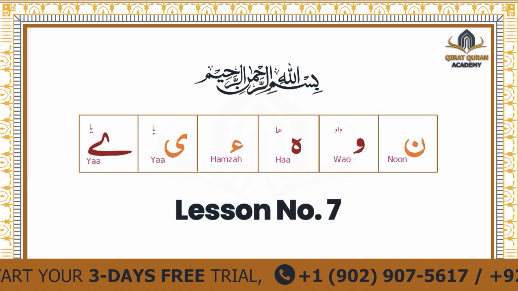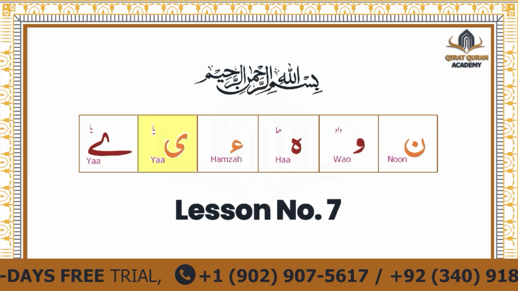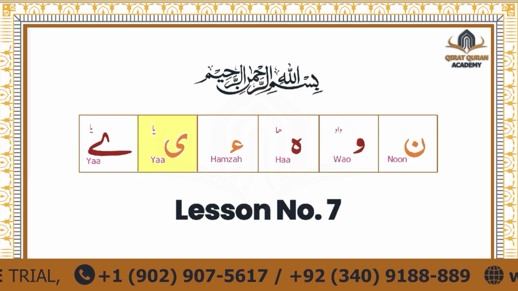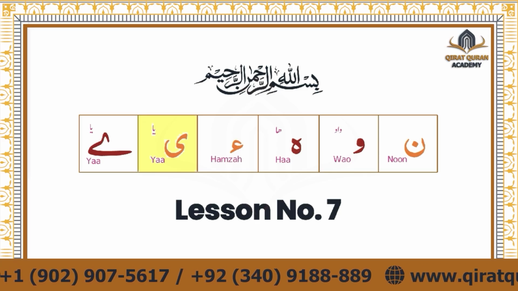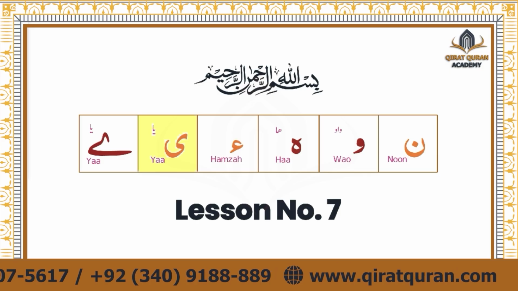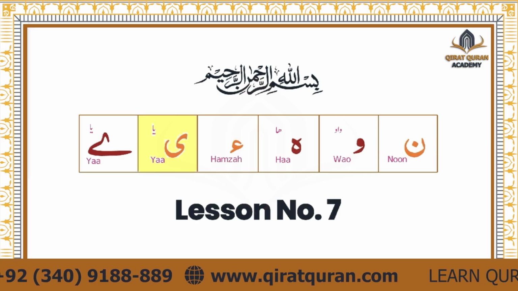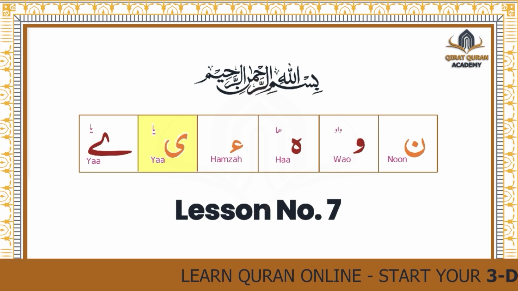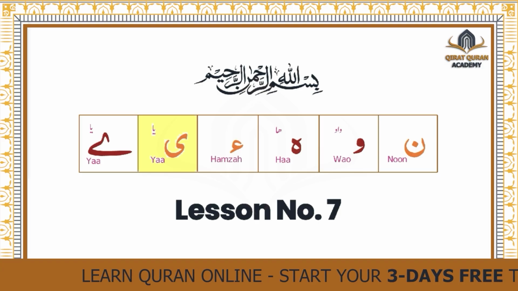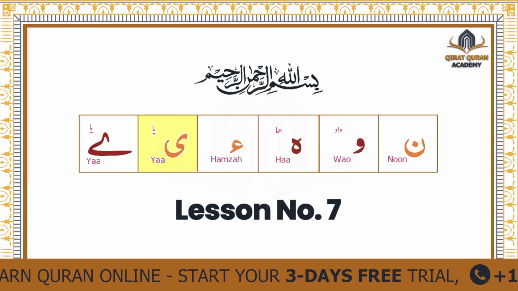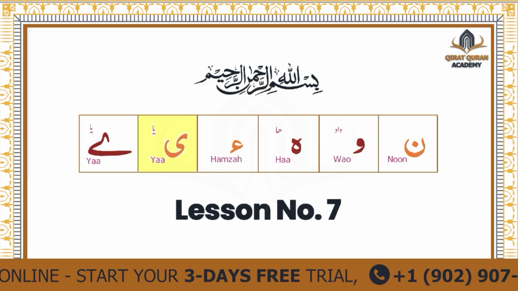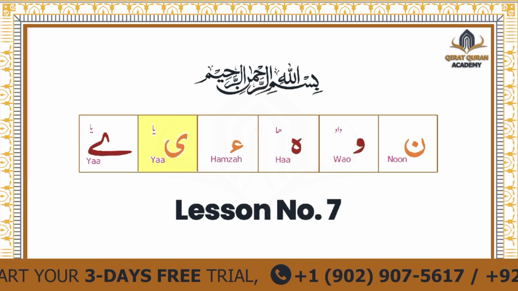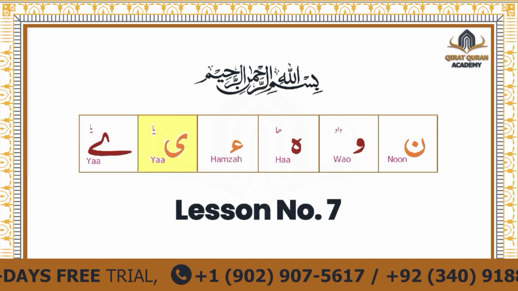Now the next letter we have is Ya. The formation of this letter is, it is starting like the English letter S. As you can see here, it is starting like the English letter S, and then it has a semicircle, like the half round shape here at the end. So this is the formation of letter Ya.